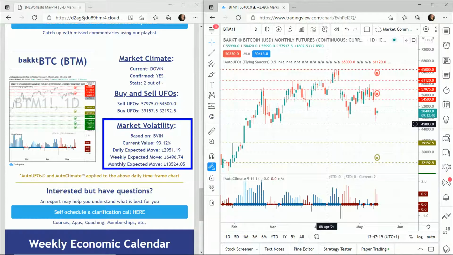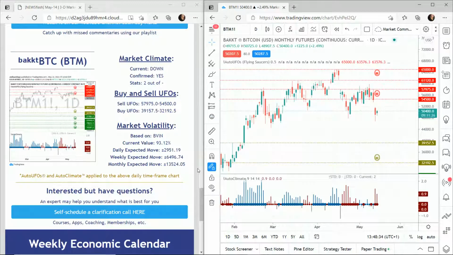In terms of volatility, one of the more volatile markets, it's a cryptocurrency. In 1 year, we'd expect movement of 93.12%, which is a lot more than the others we've looked at. That means in 1 day, movement up or down of 2,951.19. In 1 week, up or down of 6,496.74. And in 1 month, 13,524.05 points up or down.